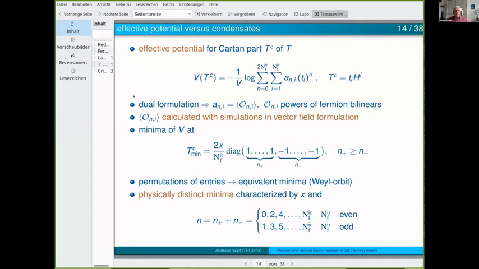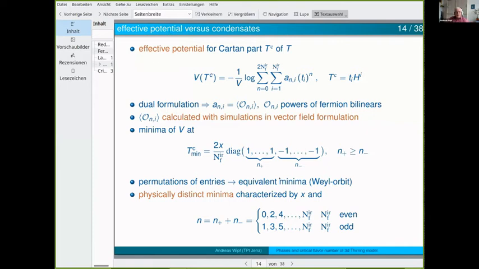So this is an exact relation where these coefficients A can be expressed as expectation values of fermionic powers of fermionic bilinears. Okay, so this is again an exact relation which you got from the duality applied to the tensor formulation of the theory. So then we can calculate this expectation value in the vector simulation, in the vector field formulation where we don't have a sign problem. And then we can plug it in and get this polynomial and can work out the effective potential.